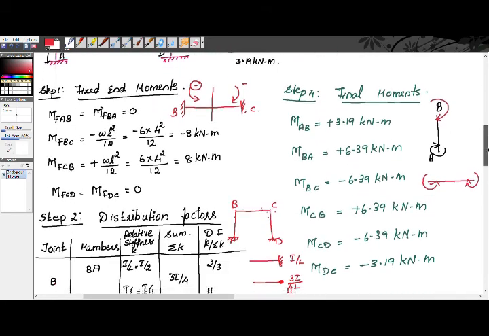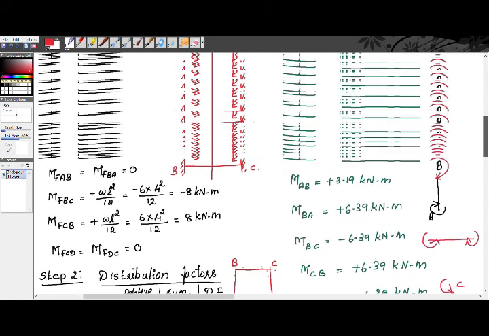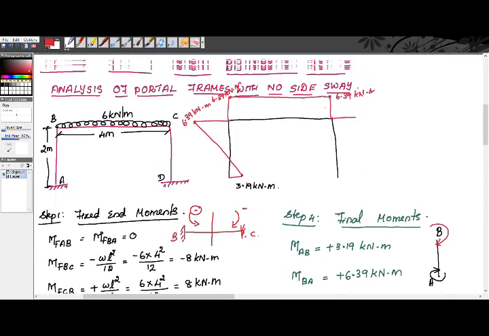Now, for the span CD, this is C and this is D. Anti-clockwise, pointing towards the right. Again anti-clockwise, towards the left. So first it is pointing towards the right, 6.39 kilonewton meter. Next it is pointing towards the left, 3.19 kilonewton meter.